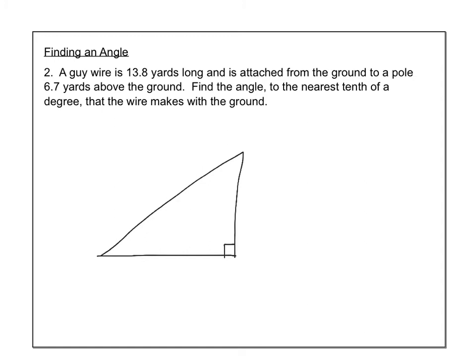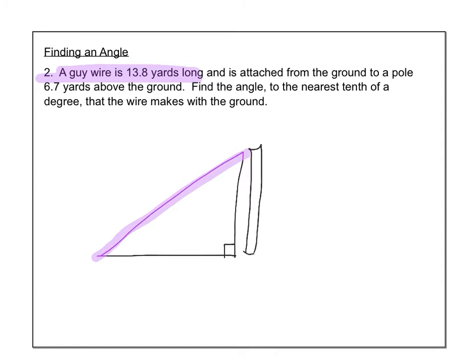So a guy wire is 13.8 yards long and is attached from the ground to a pole that is 6.7 yards above the ground. Find the angle to the nearest tenth of a degree that the wire makes with the ground. So let's pick out the key things here. It says the guy wire is 13.8 yards long. So you really need to think about where that says it's going. It's going from the ground to the pole. So it's that whole side right now. And if it helps, we can draw.